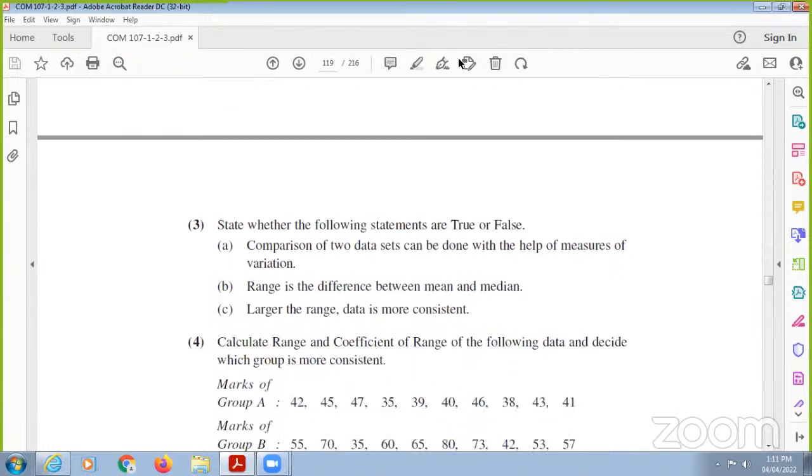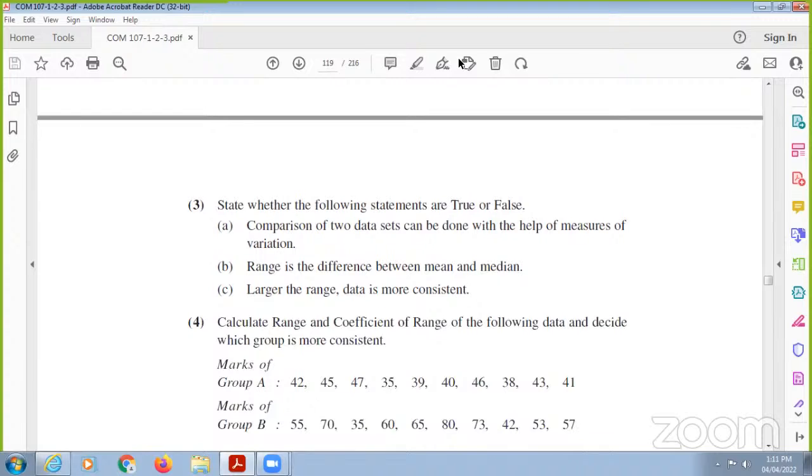Group B marks are 55, 70, 35, 60, 65, 80, 73, 42, 53 and 57. For group A, the highest value is 46 and the lowest is 35. That means the range is 46 minus 35, which is equal to 11.